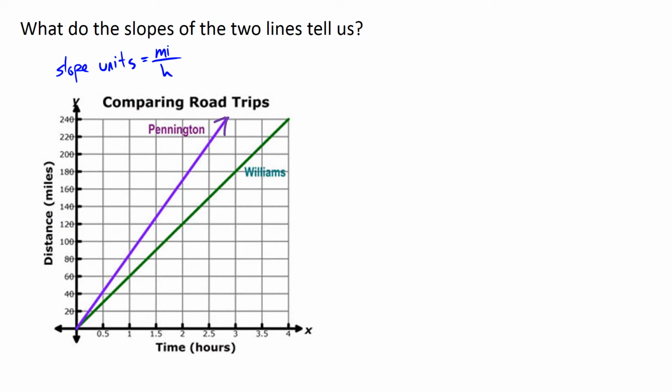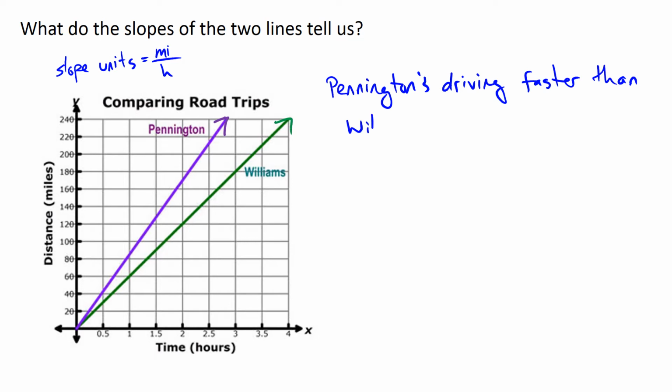And so here's Pennington's, and we can see that it's steeper than Williams's slope. So what we can tell by comparing these two slopes is that Pennington's road trip, or I guess I'll say Pennington's driving faster on his road trip, faster than Williams on his road trip.